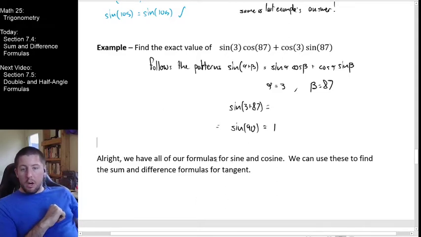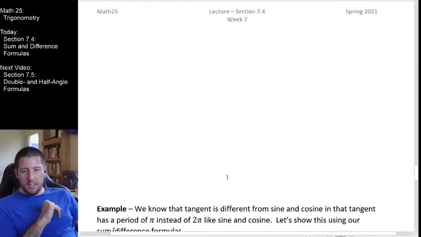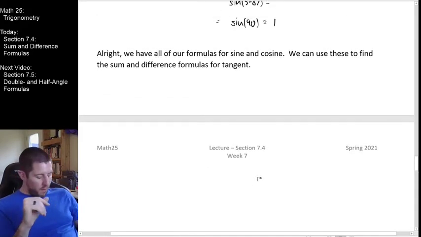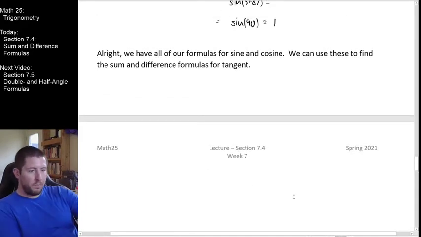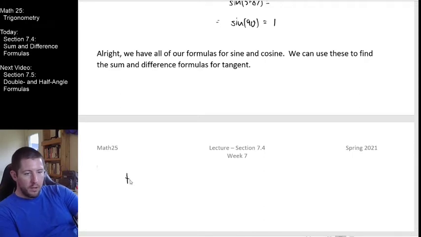So currently, we have all of our formulas for sine and cosine that we're interested in. All we have to get is our tangent formulas, and that's not going to be that hard at all. You know that tangent is sine divided by cosine. That's all that we're really going to do right here. So let's go ahead and get our formulas for tangent. I want to do tangent of alpha plus beta, which should be sine of alpha plus beta over cosine of alpha plus beta.